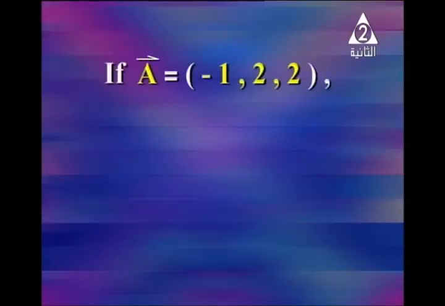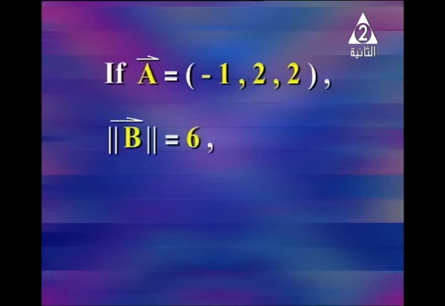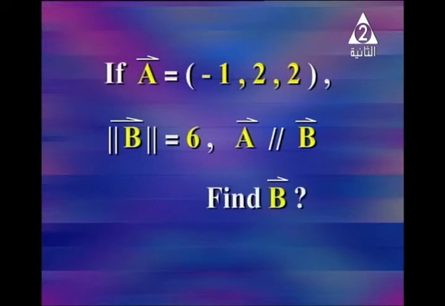If a vector equals negative 1, 2, 2. Remember, a vector in 3 dimensions, negative 1, 2, 2. Norm of B vector equals 6. A vector is parallel to B vector. Find B vector.